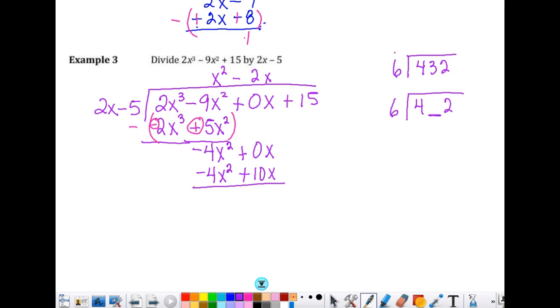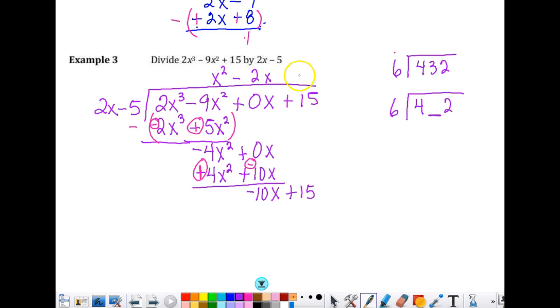Okay, what's the next step? Got to change the signs. Okay, so he becomes a plus. Whoops, let me do that in a different color. He becomes a plus. He becomes a minus. Getting this down, Gabriel? Okay, so 0 minus 10 is negative 10x. What do we do next? Drag down the 15. Okay, and then repeat.